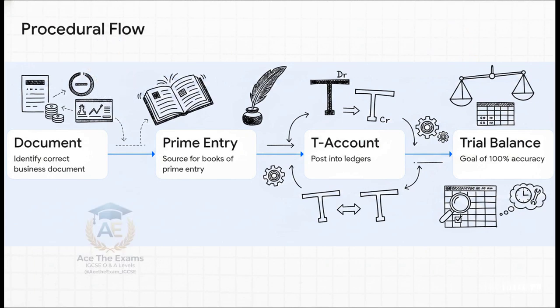Imagine an exam question asking you to calculate depreciation using a 20% reducing balance rate on a $10,000 motor vehicle. That transaction starts with a source document, feeds directly into your prime entry books, posts to your T accounts, and ends up in your trial balance. In year 1, you deduct $2,000. In year 2, and this is vital, you must apply that 20% to the new carrying amount of $8,000, not the original cost. This sequence requires absolute methodological precision.